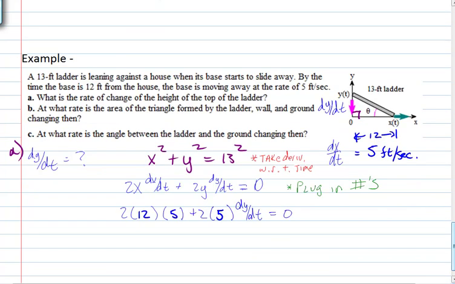Okay. Can we solve this equation then for dy dt? This ends up giving us 120 plus 10 dy dt equals 0. Subtract 120 from both sides.